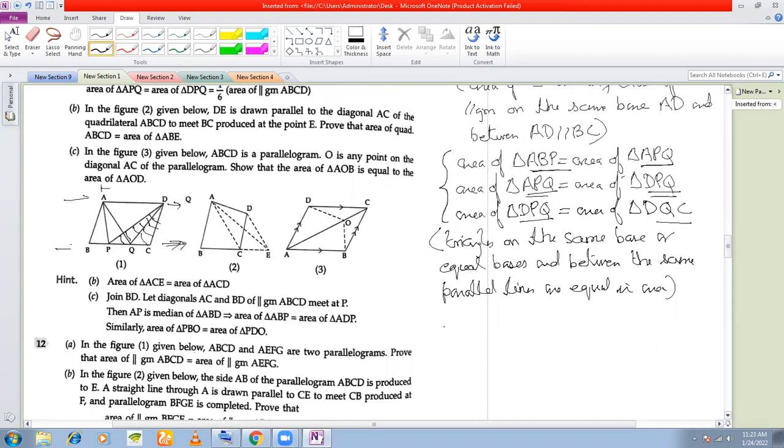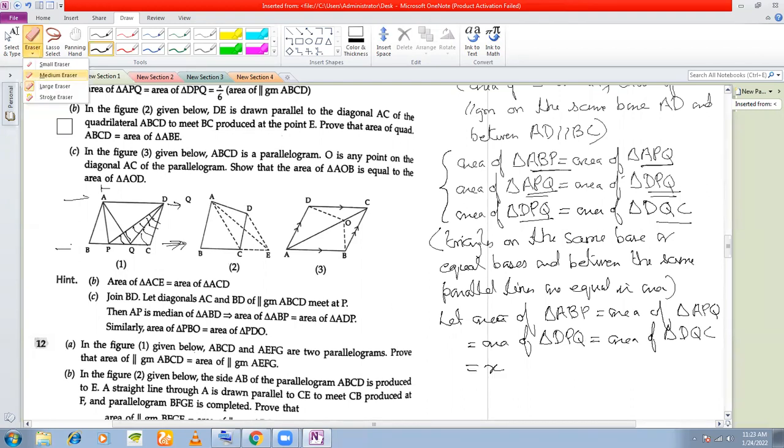So we can write, let the area of triangle ABP, which is equal to the area of triangle APQ, which is equal to the area of triangle DPQ. 4 triangles we are talking about actually, right? Area of triangle DQC. Let it be equal to X.